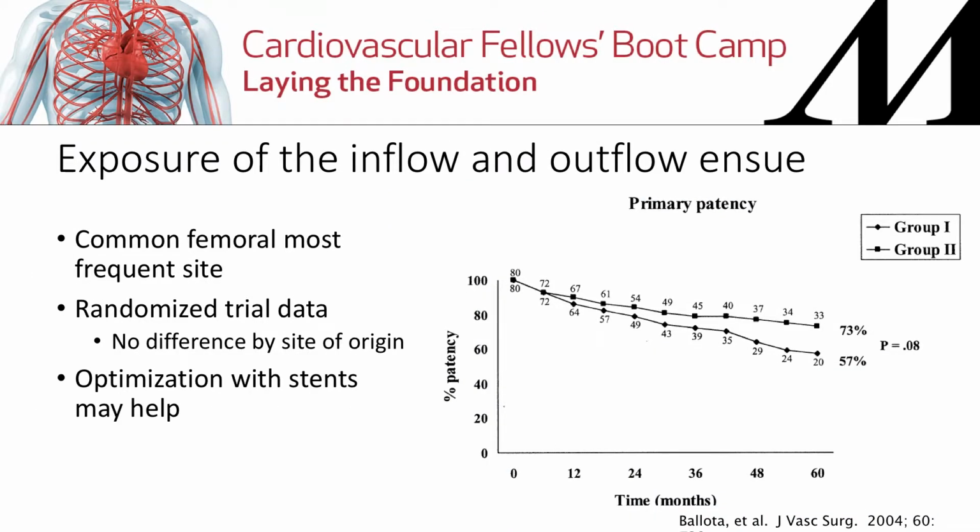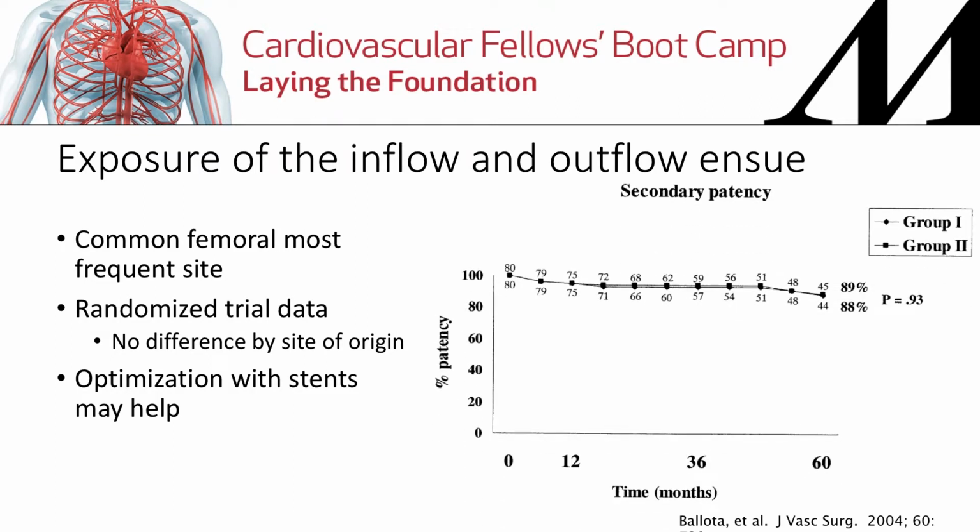So after you've decided on the conduit, you have to look at the exposure of both your inflow as well as your outflow vessels. So with respect to inflow, the most common site is the common femoral artery. However, it doesn't appear to actually influence your patency. Belota et al. back in 2004 looked at multiple bypasses where you had variable sites of origin for your bypass grafts. And while the common femoral artery is the most common, there was no statistically significant difference with respect to primary or secondary patency depending on the site of origin of the grafts.